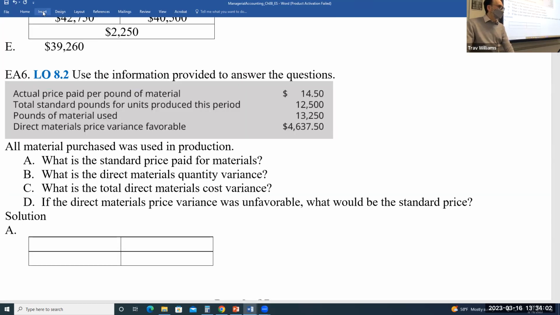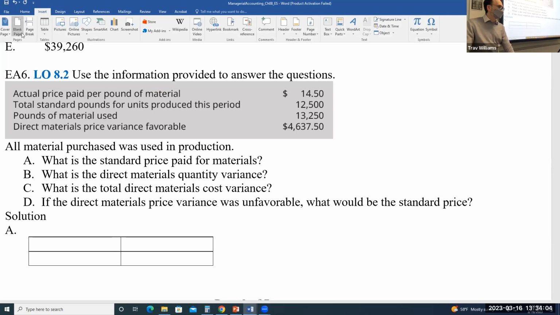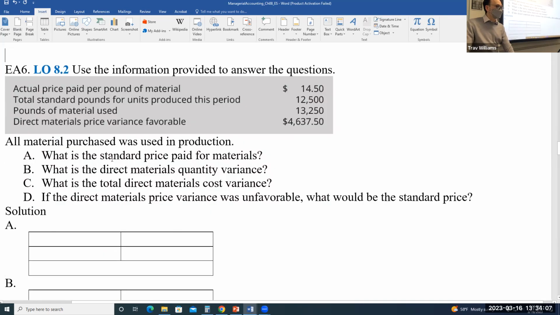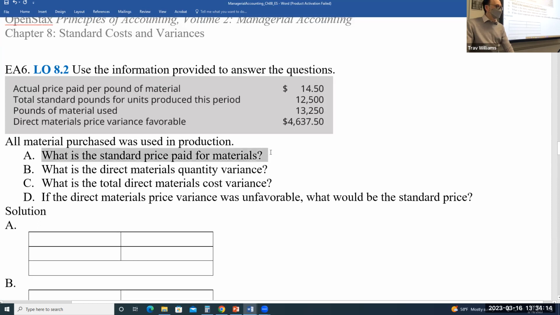Number 6. All right. First thing we need to figure out, what is the standard price paid for materials? Okay, this is one of those cases where they only give us partial information. So it's kind of hard to answer that question. If you're really good at these sorts of problems, you might find an easier way to solve it. But like I said, I find the easiest way is just using these long form formulas.